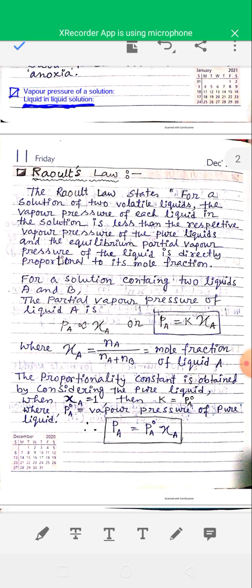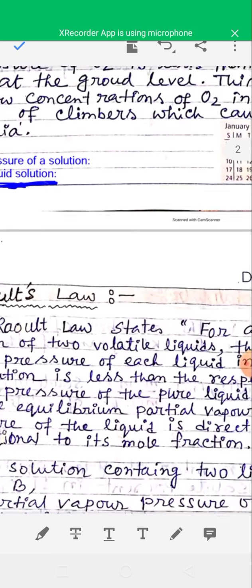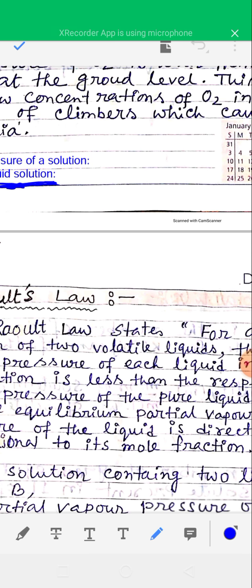You know, all liquids are more or less volatile. Some liquids are more volatile and some liquids are less volatile. Like petrol and diesel are more volatile liquids, and water is a less volatile liquid. In a closed container containing a liquid-liquid solution, the space above the solution contains the vapor of all the components. Suppose in a closed container you have taken a mixture of two liquids, in which one is more volatile, another is less volatile, but both are volatile liquids.